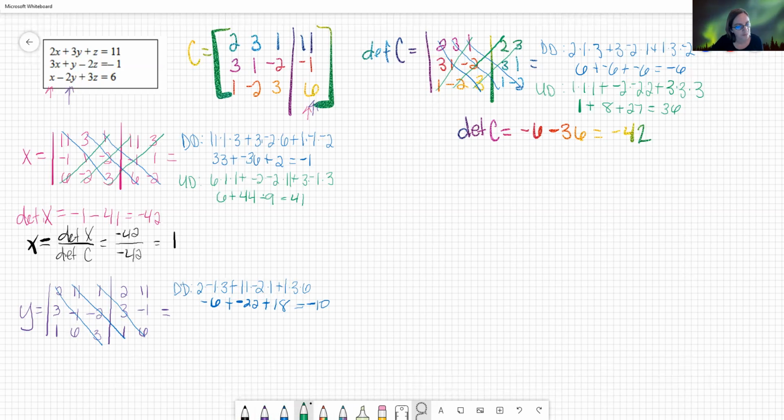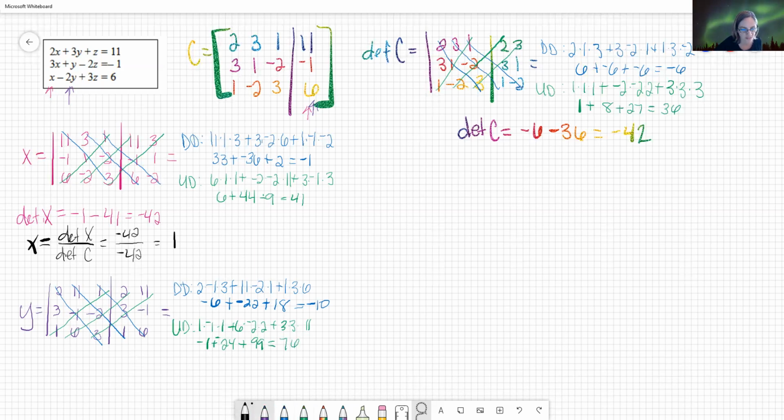I didn't have that one already written down. The upwards diagonals are going to be 1 times -1 times 1, plus 6 times -2 times 2, plus 3 times 3 times 11. 1 times 1 times 1 and a negative is -1, plus 6 times 2 is 12 times 2 is 24 and negative wins, plus 3 times 3 is 9 times 11 is 99. -1 minus 24 plus 99 is going to give you 76.